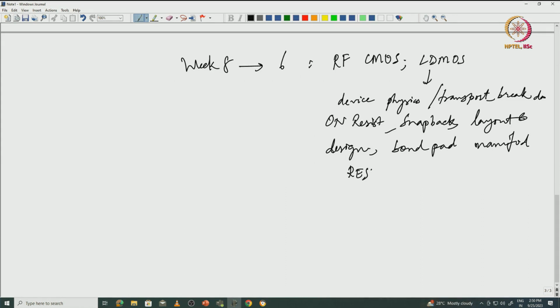And then we will talk about the concept called RESURF, reduced surface electric field, and we will see what RESURF means. It is a very important concept for LDMOS. So this will be week 8. Then we have week 9.